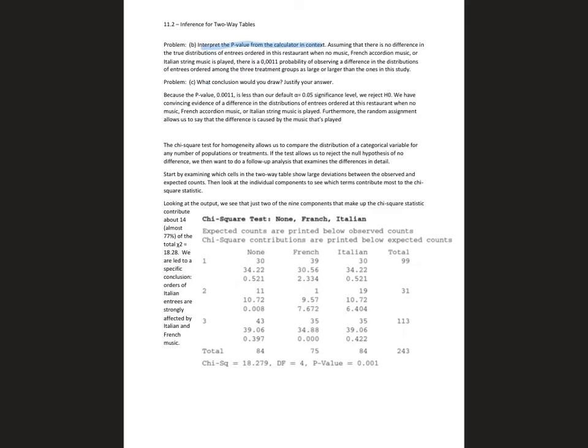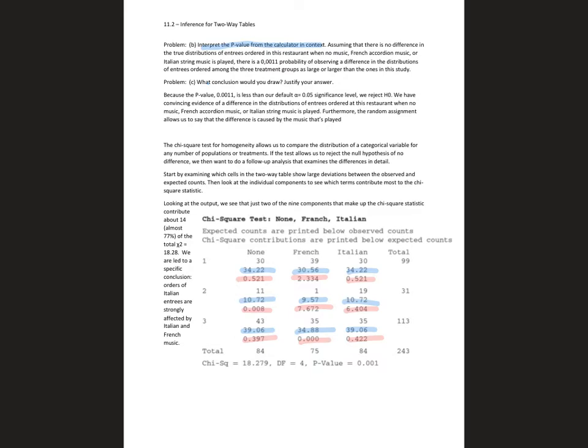So the chi-square test allows us to compare the distribution of a categorical variable for any number of populations or treatments. We could take a look and see which one of these is the greatest contributor to our chi-squared value. Which one has the biggest difference? If you look, these that I'm highlighting in blue were all my expected counts. And everything here that I'm highlighting in red, that's the contribution to the chi-squared statistic.